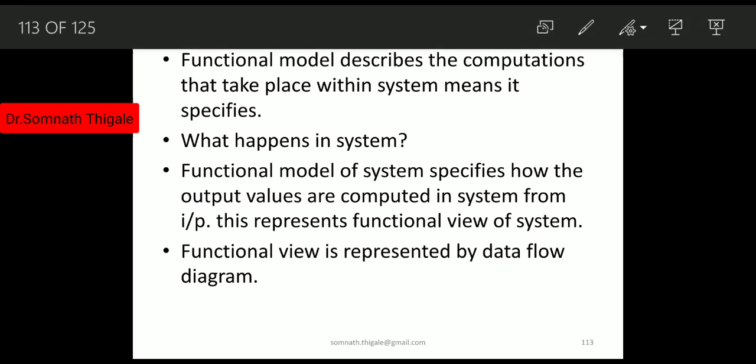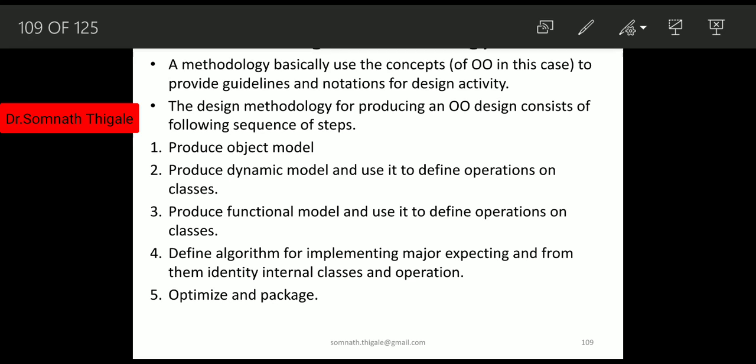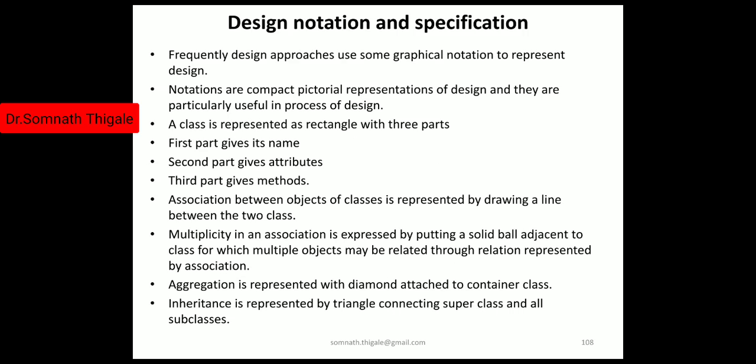The first part is design methodology, meaning how we are going to use the diagrams by understanding the flow and the different parts. Frequently, design approaches are graphical notations to represent the design. Notations are compact pictorial representations. For example, how do we represent a class? A class is nothing but a group of similar objects. What is an object? Anything in the real world is called an object. An object is represented as a simple rectangle with the object name.